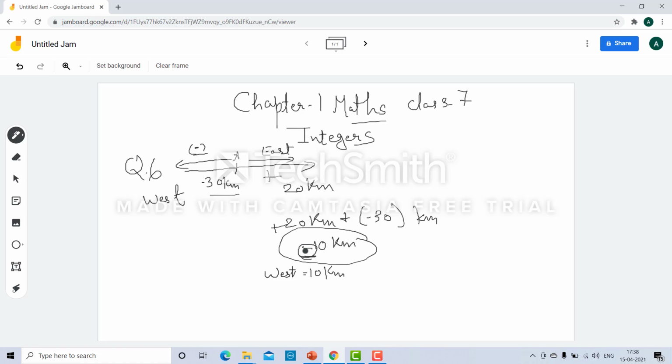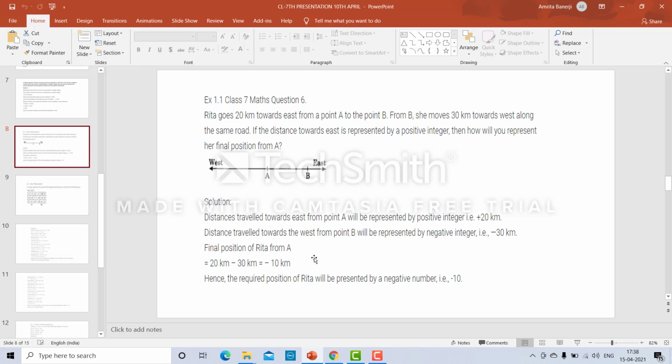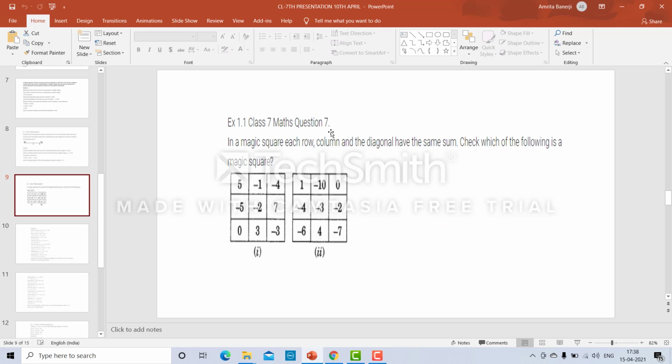If it would have been positive, children, we would have said that she was moving in the east direction. Now since it is a minus sign, she is moving in the west direction, children. Okay, so hope you have understood this. So our answer is minus 10 kilometers. Okay, now children, we are getting on to our question number 7.